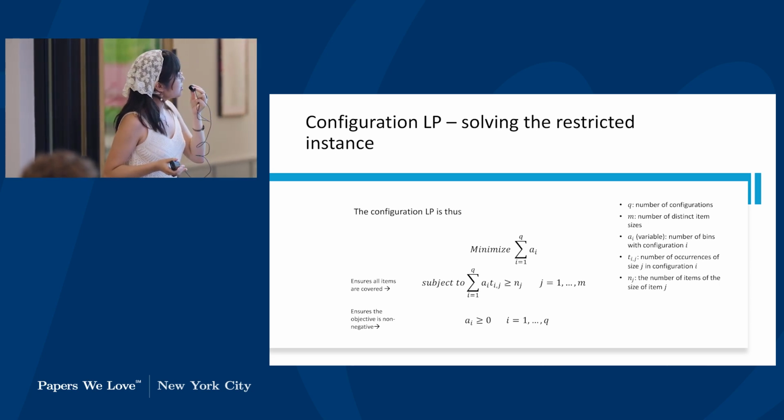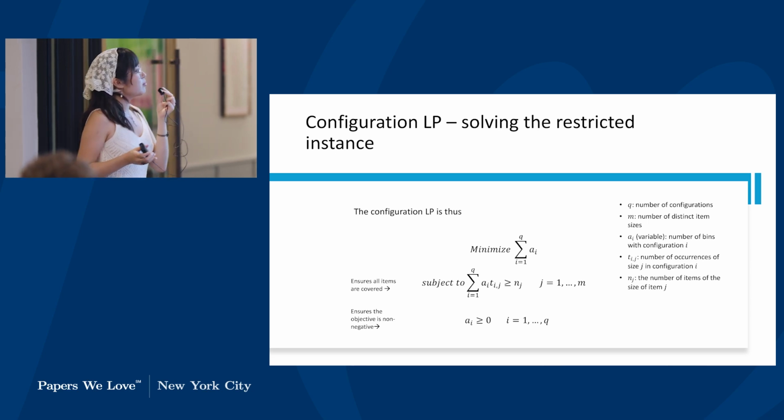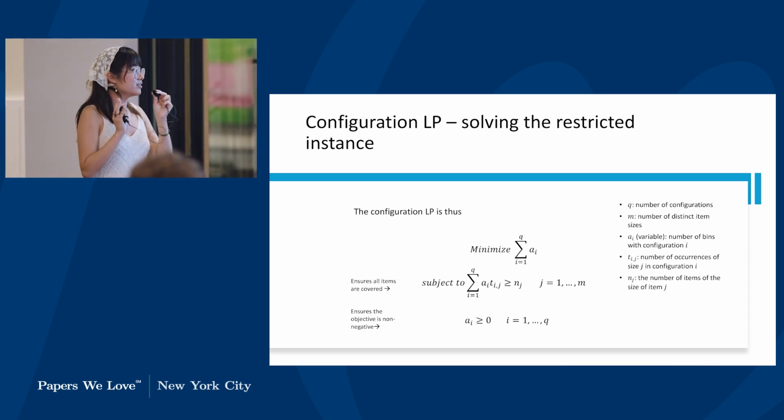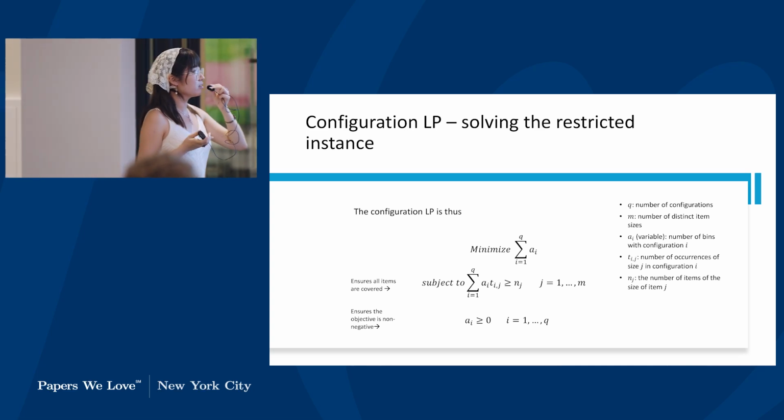The first constraint, a sub I times t sub I comma j, that's number of bins with configuration I multiplied by number of occurrences of size j in configuration I. So I'll just give you a minute to digest the LP.